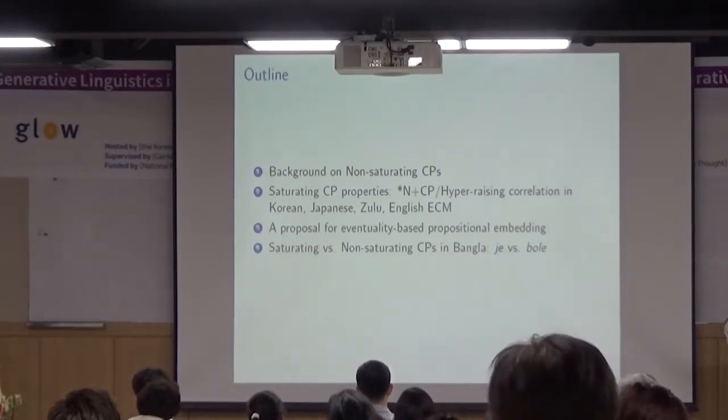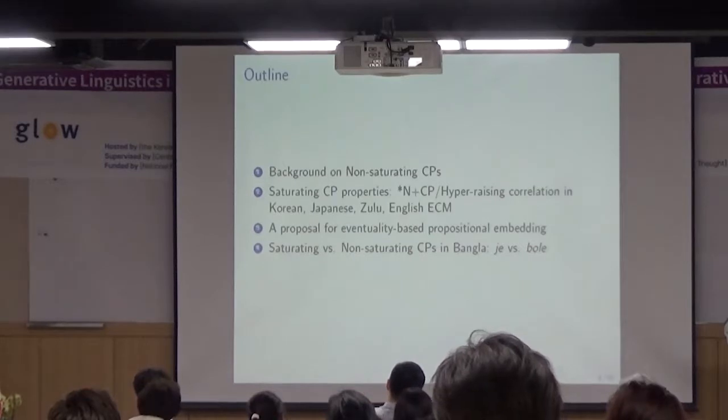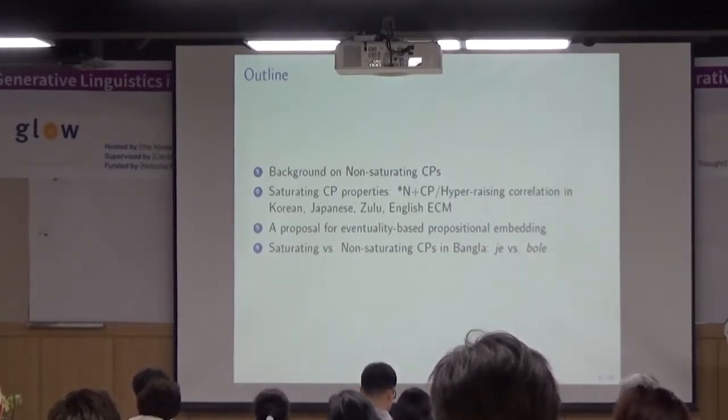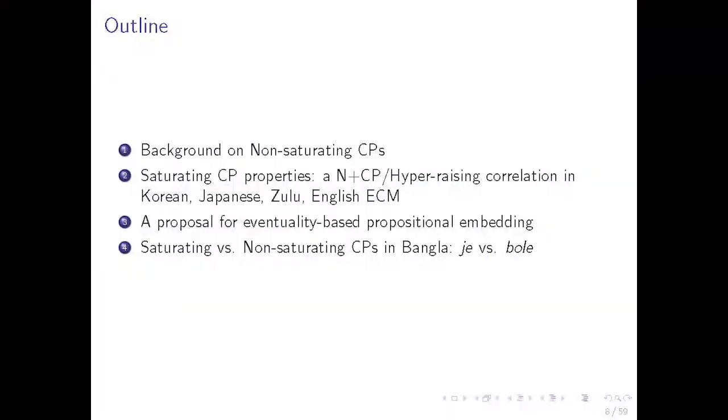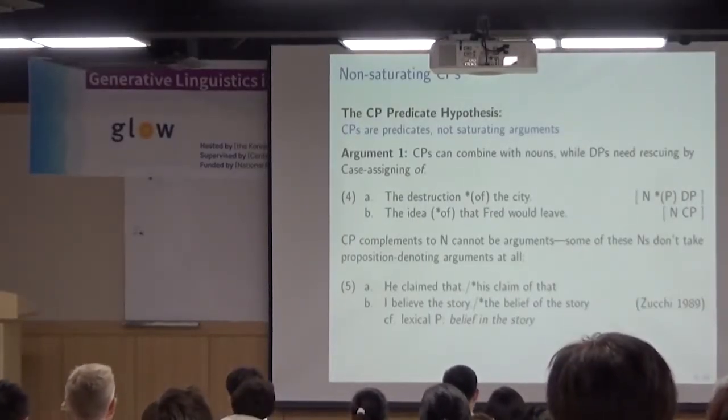Then I'm going to give you a proposal that reflects just what I told you, that non-saturating CPs are predicates of individuals, saturating CPs are predicates of events. And then I'm going to end with what I think is an interesting case from Bangla, where you can really see in the same language the two things happening. Okay, so here's the background.